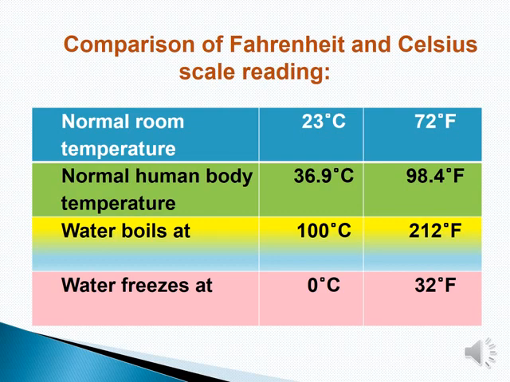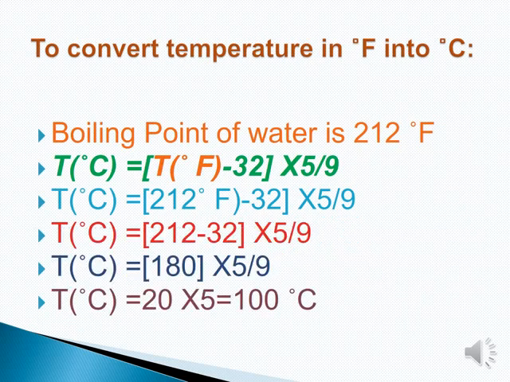Suppose height of Abhay is 163 centimeters. He can convert it into meters by dividing it by 100. So height of Abhay in centimeters is 163 centimeters and in meters his height is 1.63 meters. Similarly, students, we can convert temperature in degree Fahrenheit into degree Celsius. So in this example, let's convert 212 degrees Fahrenheit into Celsius scale.